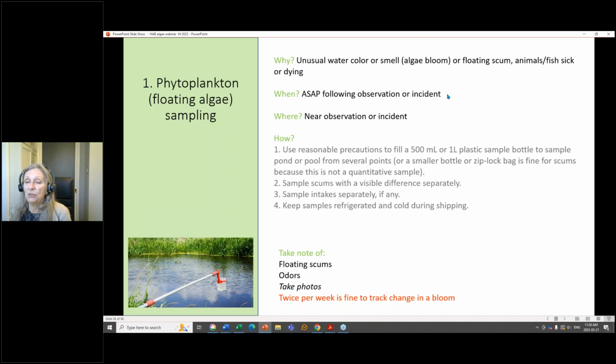You want to sample as soon as you can after the incident, near the incident. Take reasonable precautions to fill a 500 ml or 1 liter plastic bottle. If you see different scums, please try to sample them separately, sample intakes separately, and keep samples refrigerated and cold during shipping to your lab. Please take note of floating scums, what they look like, and the odors if you notice any, and take photographs with a timestamp on them so that you remember the date year over year. If you suspected you had a real algae bloom issue, twice per week is fine to track change in a phytoplankton or floating algae bloom.